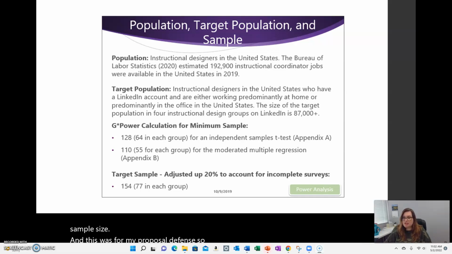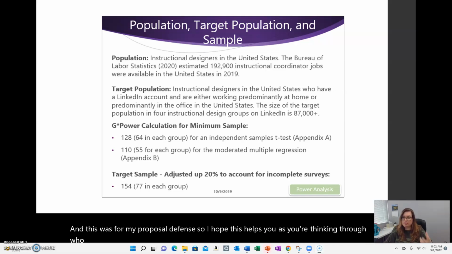I hope this helps you as you're thinking through who your population is, how you're going to approach them, and how you describe them in your dissertation.